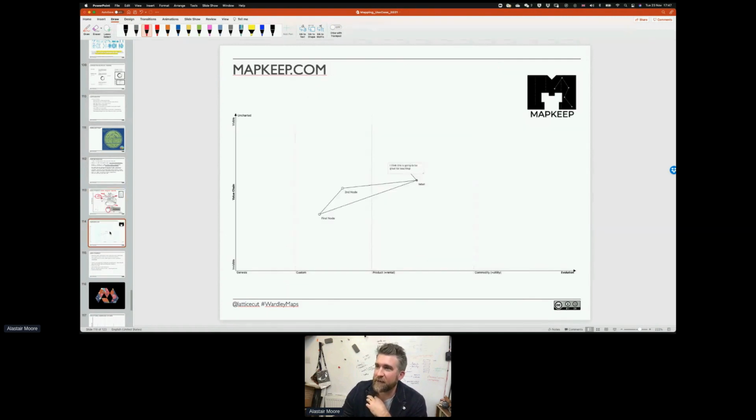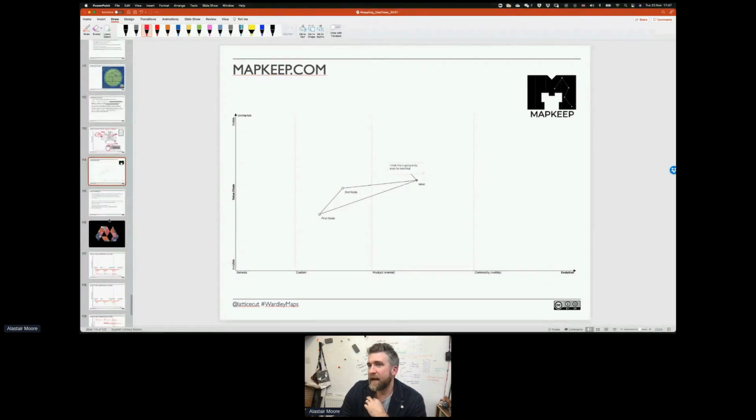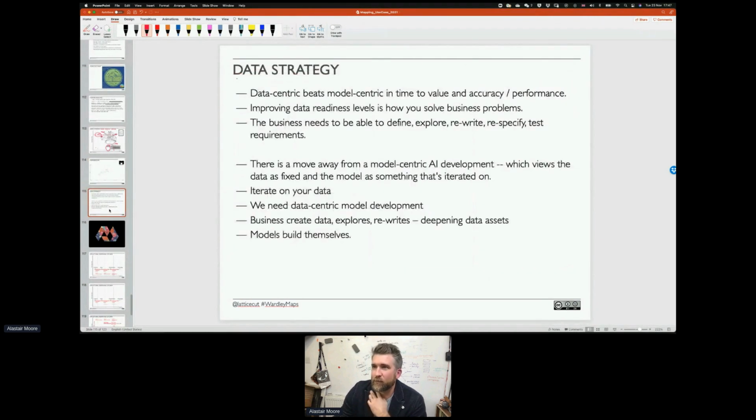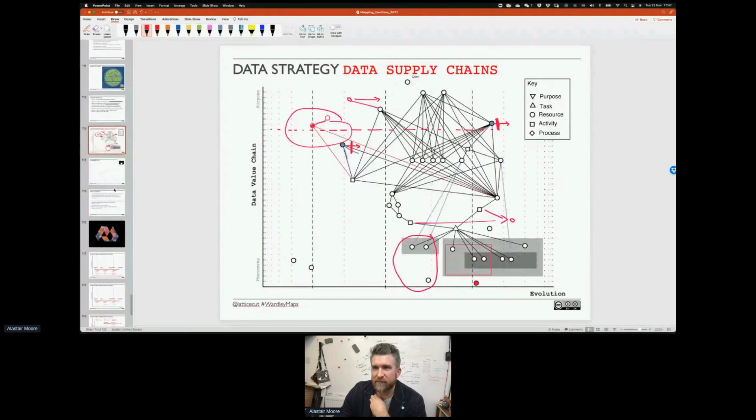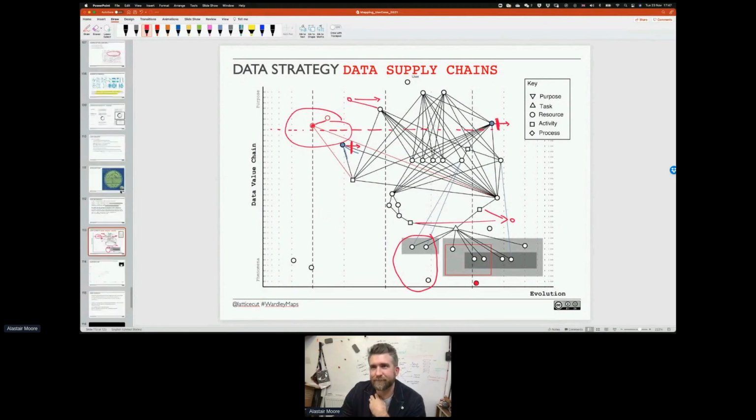2 minutes before coming on, I discovered MapKeeper. So I've made my first map. And if someone wants to talk more about data strategy, this is me starting to sketch out what I think of data strategy going forward. But given that we've got the time available, I will stop and take questions on the stuff I did talk about rather than the stuff that I didn't.